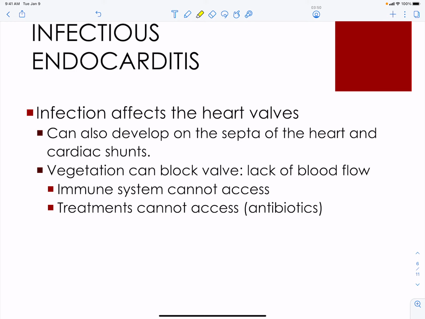Now, the infection of the valves can move on to the septa of the heart, as well as if there are any cardiac shunts. And then this vegetative growth, the abscess, can lead to a blockage. The immune system is not able to access if there is a blockage, and so treatments also cannot access, so antibiotics have a hard time. It's similar to what you would find with a boil on the skin. The pathogen has sort of walled itself off.